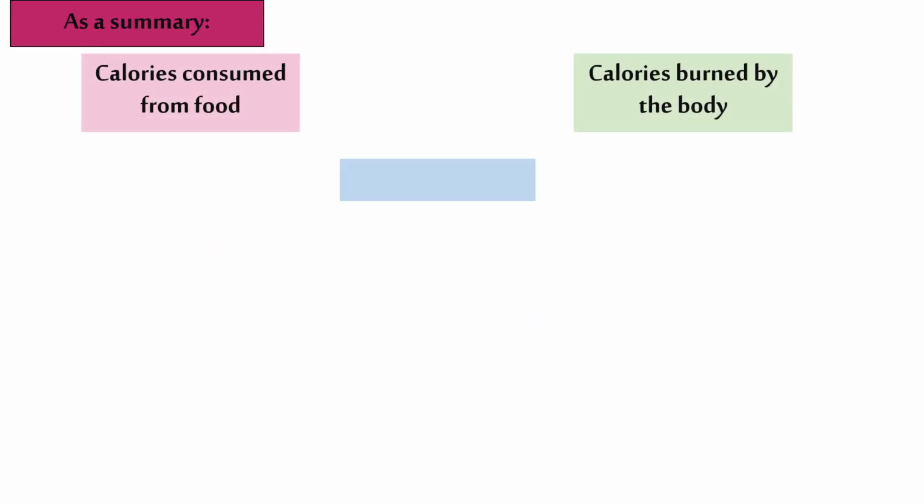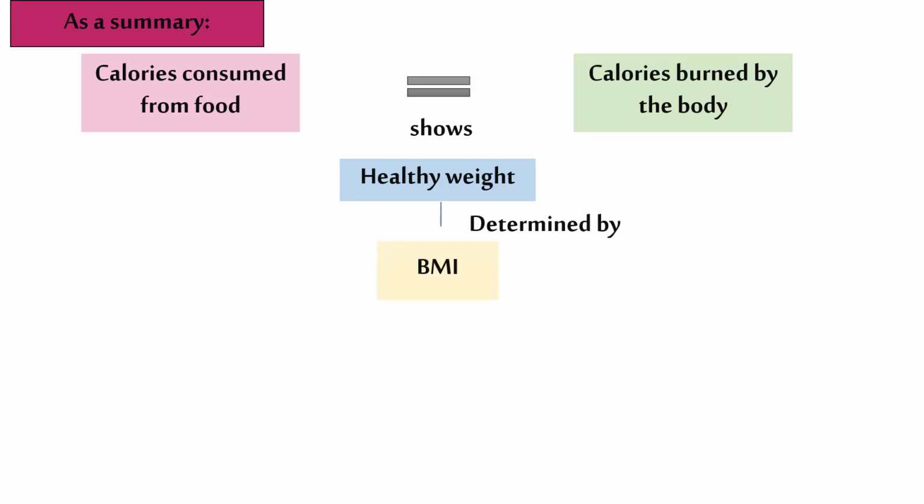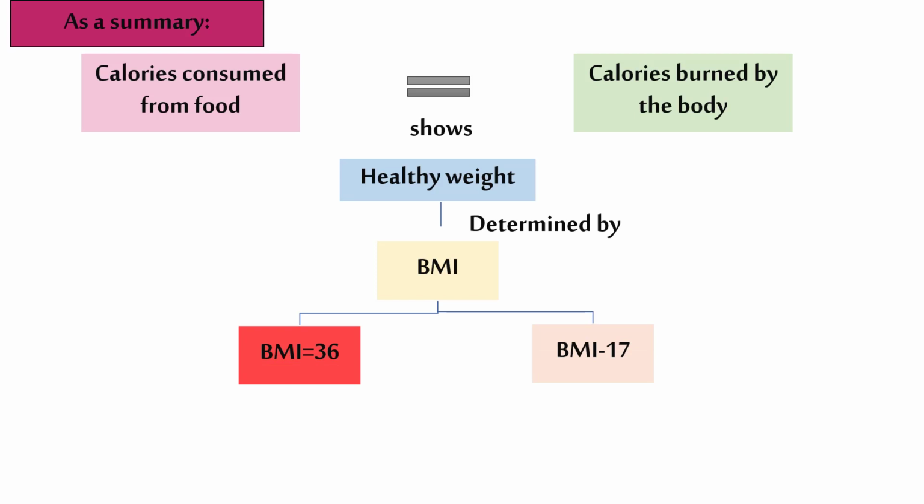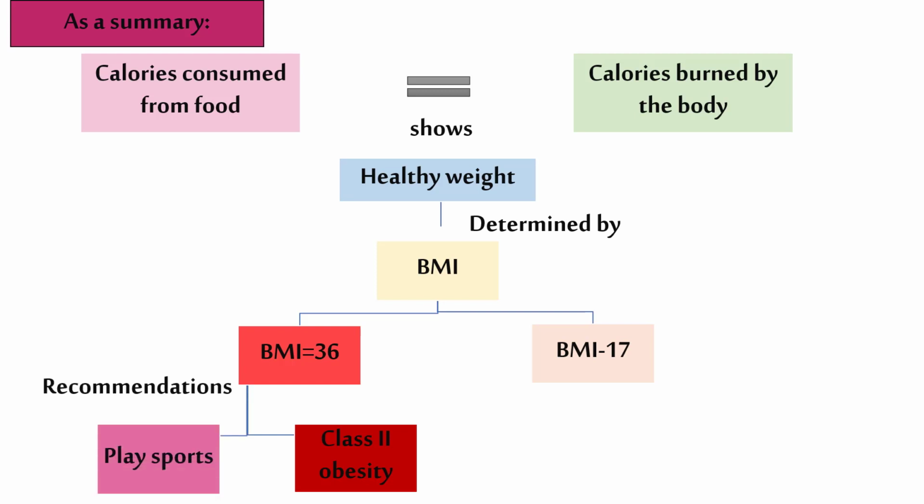As a summary, we explained that if the calories consumed from food are equal to the calories burned by the body, this shows that you have a healthy weight, which can be determined by measuring the BMI. If your BMI is more than 30, for example here, if it's 36, then this shows that you are class 2 obesity. We advise you to play sports. Whereas if the BMI is less than 18.5, which is in this case 17, then you are underweight.